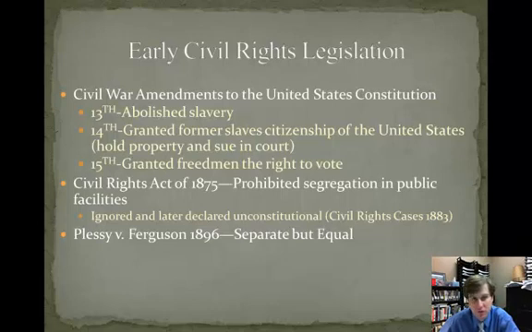This legislation was ignored and later declared unconstitutional in what are called the Civil Rights Cases of 1883. In fact, in 1896, the Supreme Court, in the case of Plessy v. Ferguson, ruled that segregation was legal.